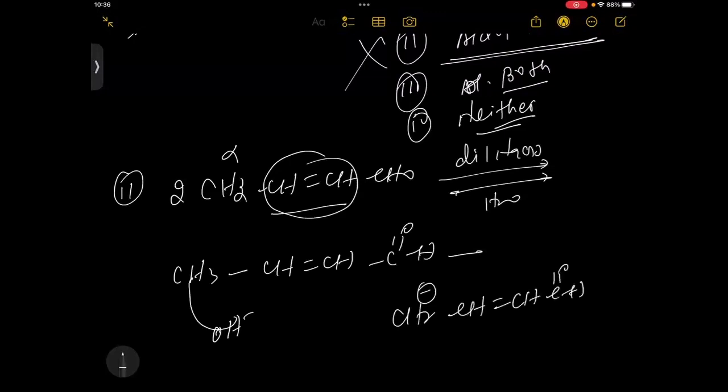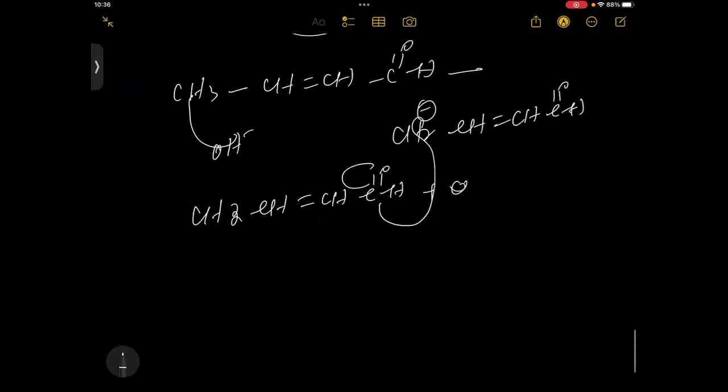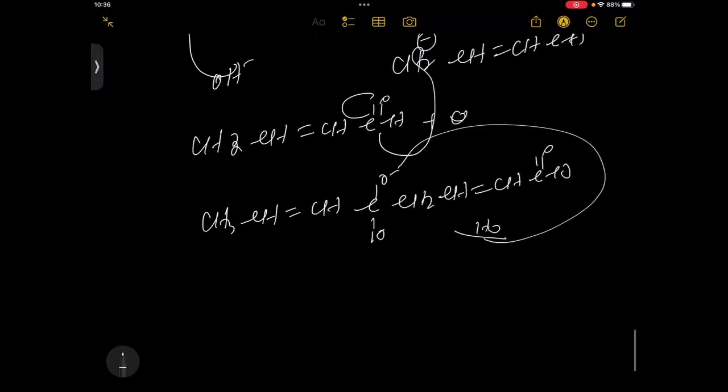Okay, and then what will happen? CH3, CH double bond CH, C double bond H, and you have this nucleophile that will attack here. So CH3, CH double bond CH, CO negative H, CH2, CH double bond CH, C double bond OH. Now you take the water, protonation will happen, and then CH3, CH double bond CH, COH, H, CH2, CH double bond CH, C double bond OH.